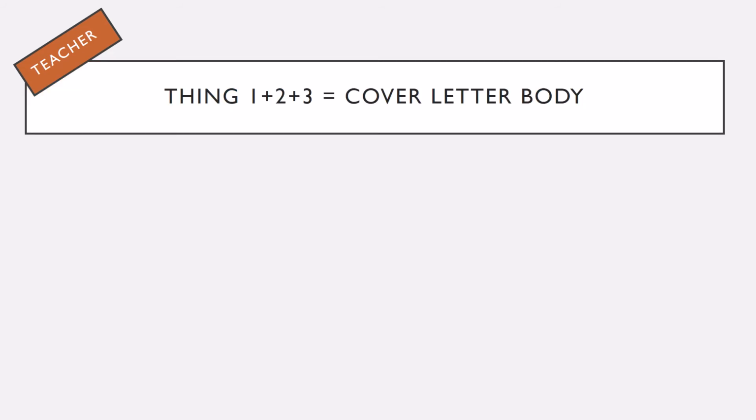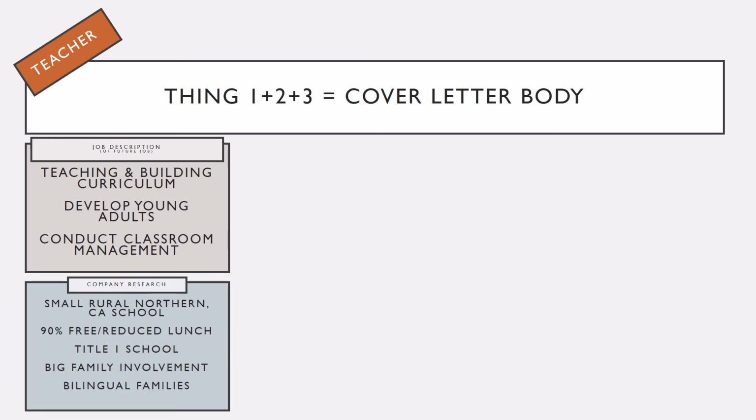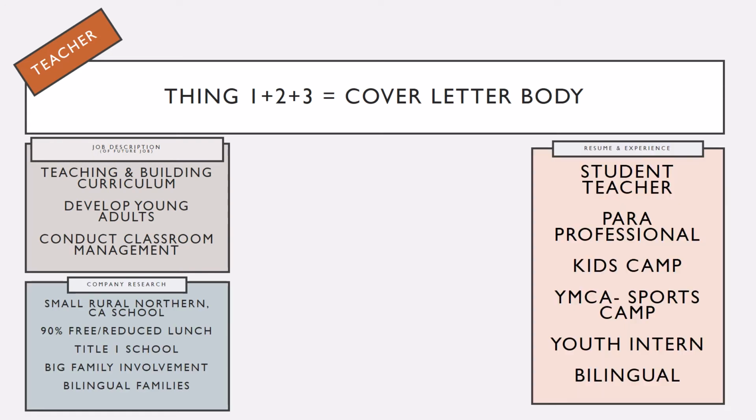As you add together 1, 2, and 3, your job description, your company research, and your resume, we want to try and connect your resume and your experiences to the job description. We want to try and connect them to your company research. And what we call those is transferable skills. So these orange lines represent your transferable skills. I might say something like, as a student teacher, I have the opportunity to develop young adults or build curriculum or work at a school with bilingual families and large family involvement in northern rural California. What we're trying to do is connect our previous experience to these new experiences.